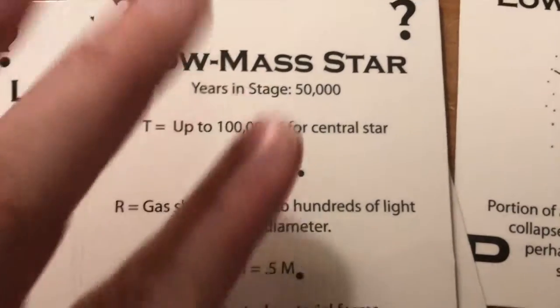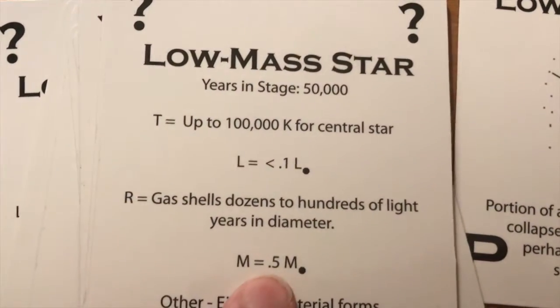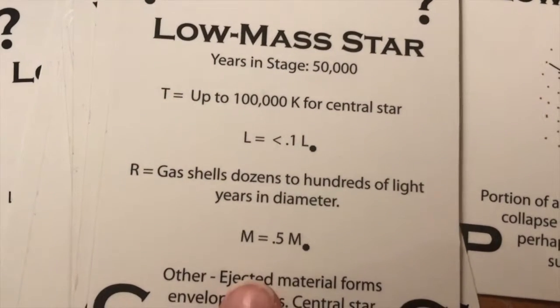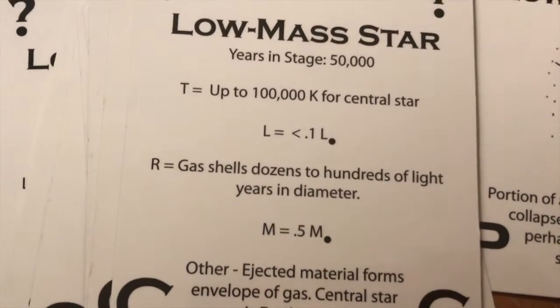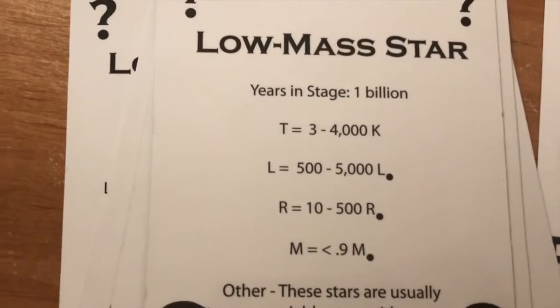So this one, I expect it to be low luminosity. But half the mass of the sun, that seems a little bit sketchy for a giant molecular cloud. It talks about ejected material forms an envelope of gas. The central star is Earth size. That doesn't really sound like a cloud to me. So I'm going to eliminate that one.